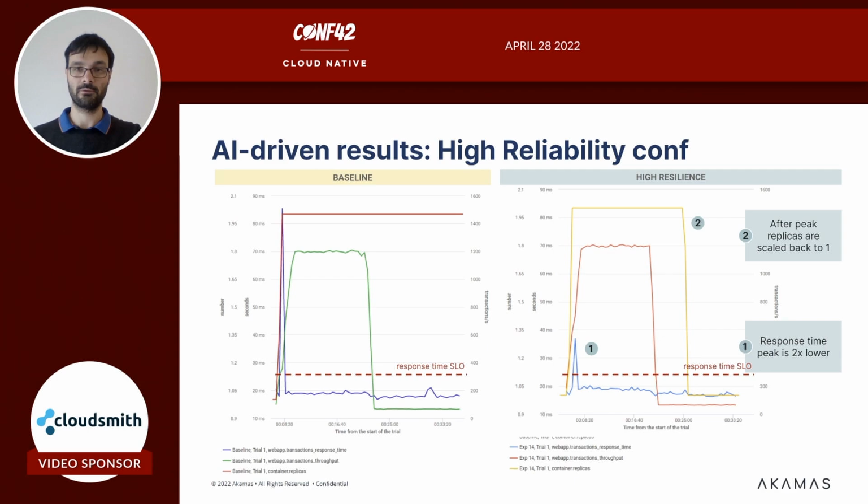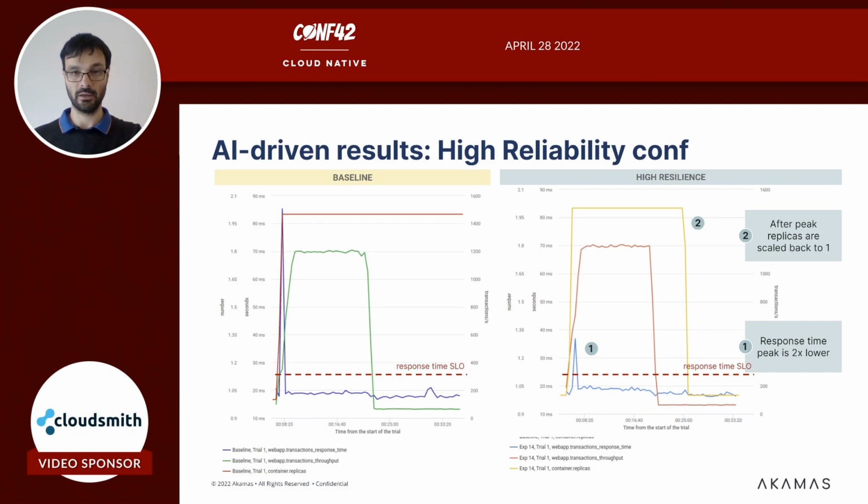Let's compare the behavior of this configuration with respect to the baseline. There are two important differences here. The peak on the response time upon the scaling out is significantly lower. It is still higher than the response time SLO, however the peak is less than half the value of the baseline configuration. This clearly improves the service resilience.